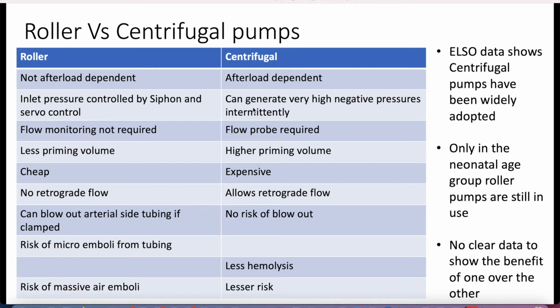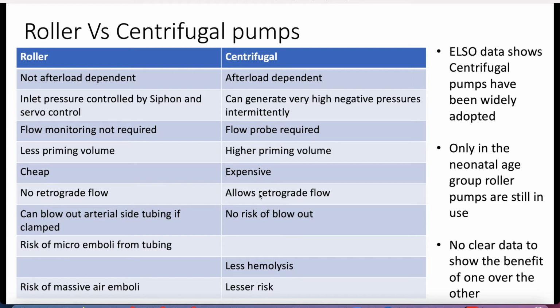Therefore, they can generate very high negative pressures, which may be intermittent and very short, even microsecond duration, that can lead to hemolysis. You really don't need to monitor the flow when using roller pumps because they produce reliable flow. Whereas with centrifugal pumps, flow is required to be monitored continuously. Because the centrifugal pump has a pump head, usually the priming volume is slightly higher. Another disadvantage of centrifugal pumps is that they are more expensive.